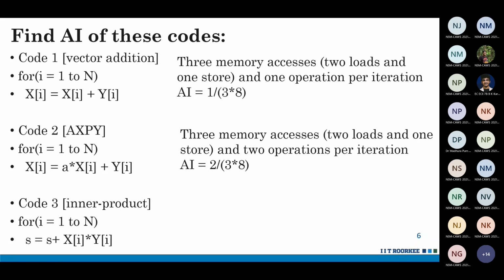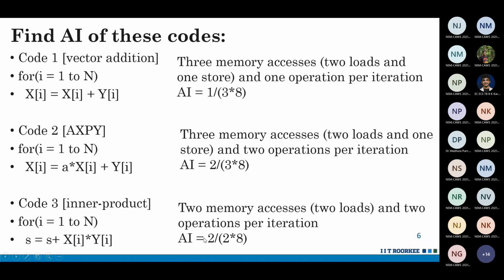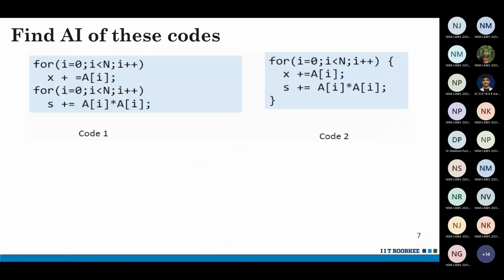And the last one is the inner product. In the vector inner product we are again fetching x of i and y of i. The s is stored in a register, so in total we are fetching 2 times 8 bytes, and then we are doing two computations, one multiplication and one addition. So we have two computations per 2 times 8 bytes. This is how we calculate AI. Now we have to find the AI for these two codes.